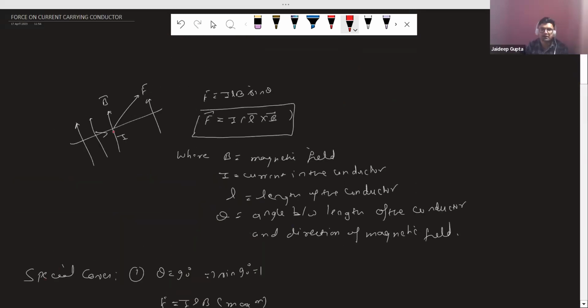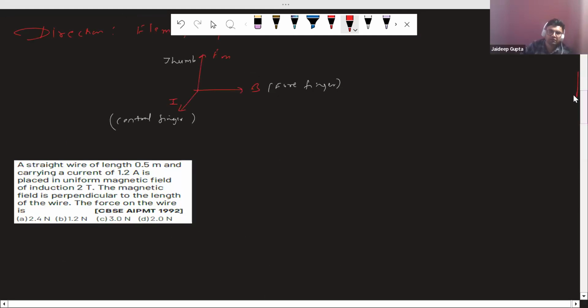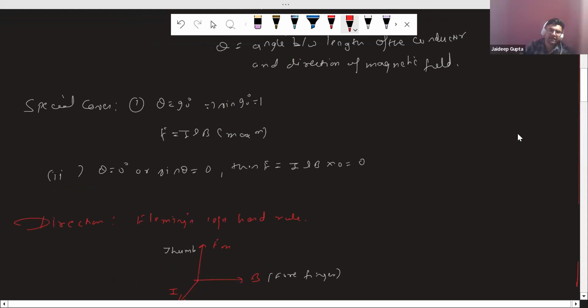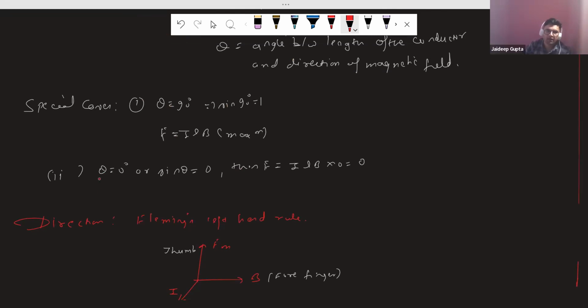Now force on a current carrying conductor. If there is a conductor carrying current I, the force exerted on the conductor is I L B sine theta, where B is the magnetic field, I is the current, L is the length, and theta is the angle between the length of the conductor and the direction of the magnetic field. If theta is 90 degrees, then force is maximum, that is I L B. If theta is 0 degrees, it means if I place the conductor either parallel or anti-parallel to the magnetic field, then the force will be zero.